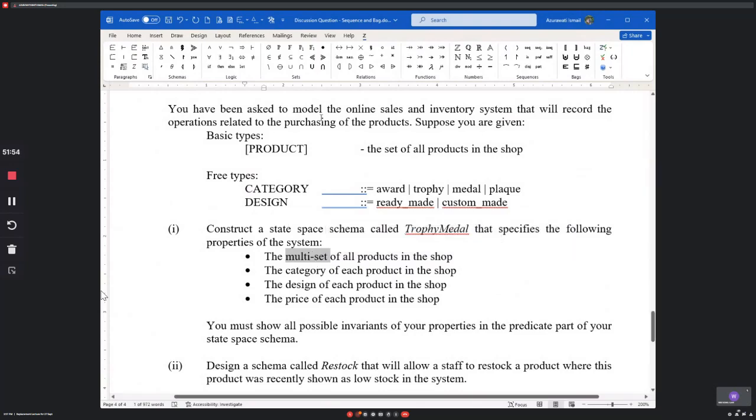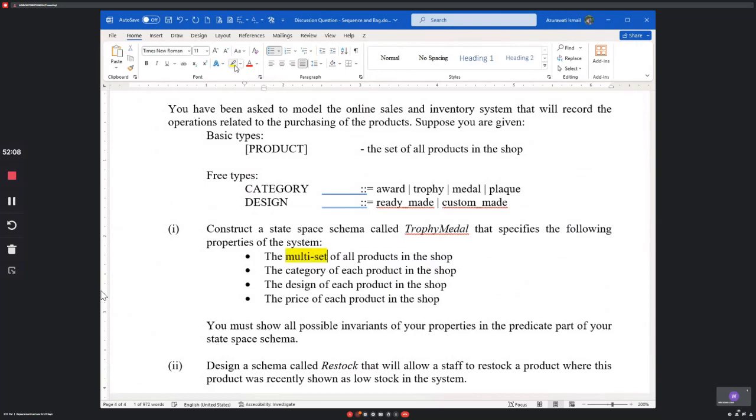In this question, I changed the question into a bag question. So when you see in the question the word multi-set, it means bag. You don't think other than that. When you see the keyword multi-set, automatically this is a bag.